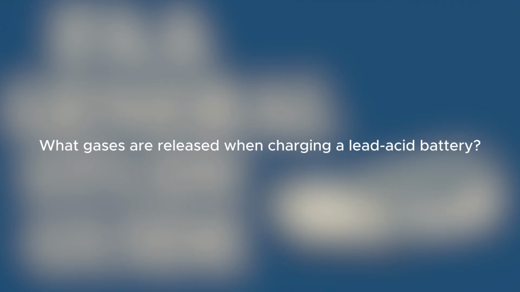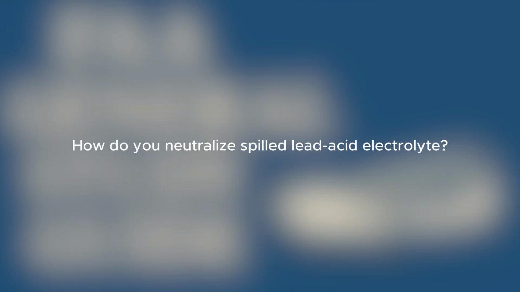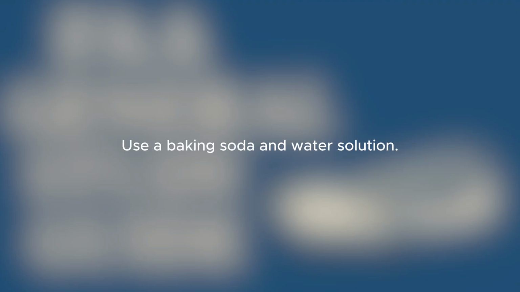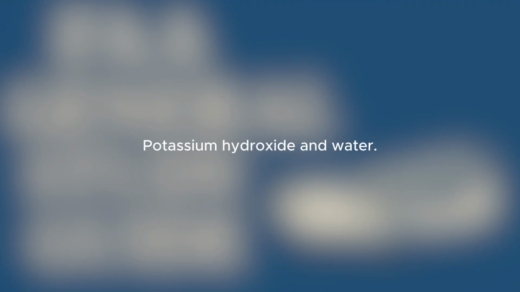What gases are released when charging a lead acid battery? Hydrogen and oxygen. How do you neutralize spilled lead acid electrolyte? Use a baking soda and water solution. What's the electrolyte in a nickel cadmium battery? Potassium hydroxide and water.